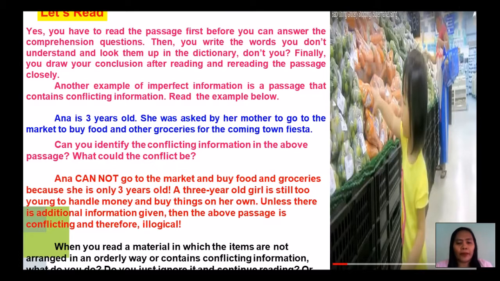Anna cannot go to the market and buy food and groceries because she is only 3 years old. A 3-year-old girl is still too young to handle money and buy things on her own, unless there is additional information given. Then the above passage is conflicting and therefore illogical. When you read a material in which the items are not arranged in an orderly way or contains conflicting information, what do you do? Do you just ignore it and continue reading, or do you try to make sense out of it?